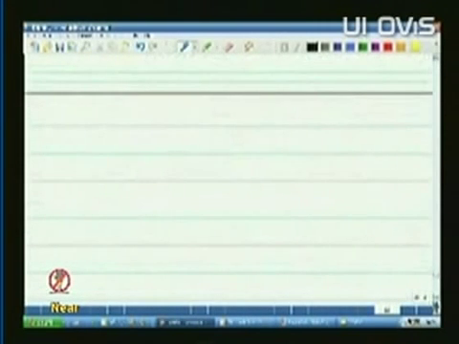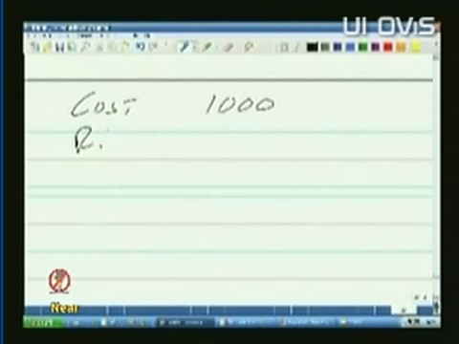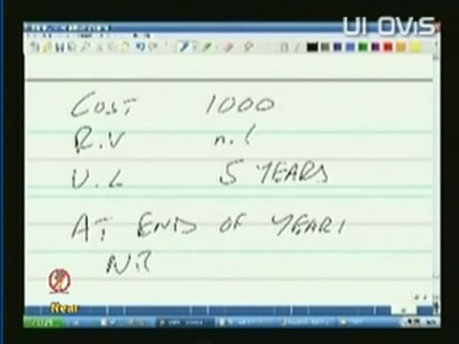So, I have an asset which cost 1,000. The residual value was nil, and the useful life is 5 years. Okay, so asset costing 1,000, residual value was nil, useful life was 5 years. Okay, so at the end of the first year, the net book value is going to be 800.